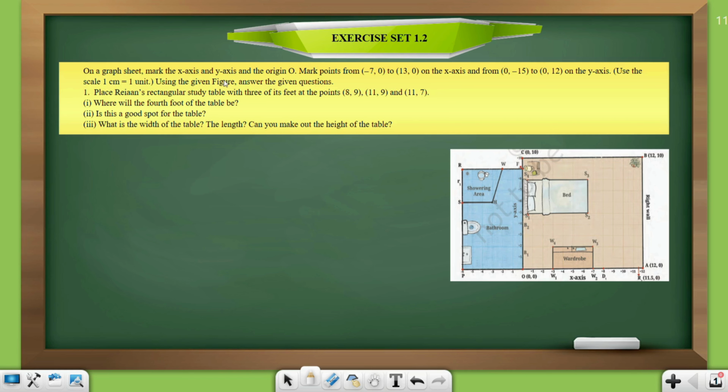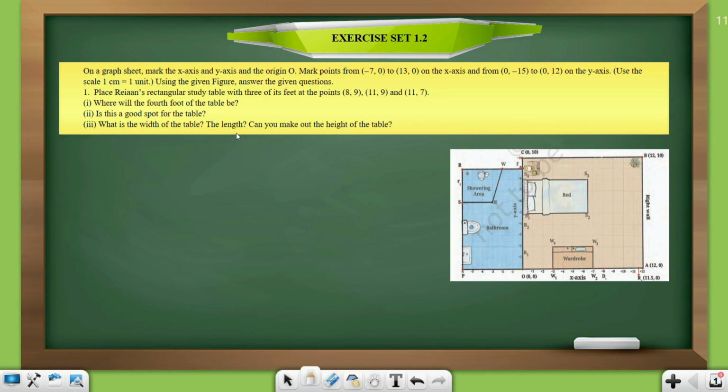Then we have to solve the given question, which is: place Ryan's rectangular steady table with three of its feet at the points (8, 9), (11, 9) and (11, 7). Before starting this problem, we first need to draw the graph, because to solve it you can either use your graph sheet or find the answer directly from the given diagram. Since they ask us to draw the x and y axis, we are supposed to draw it first.